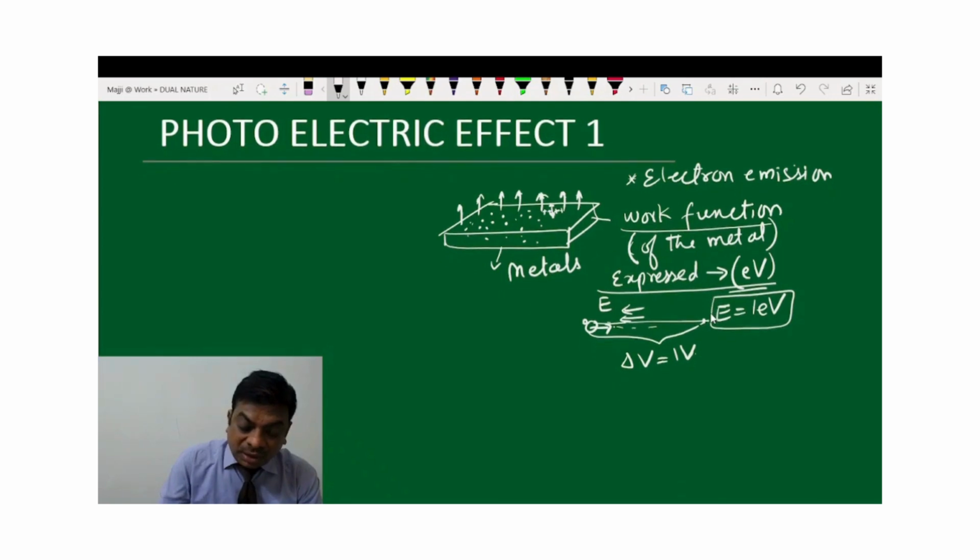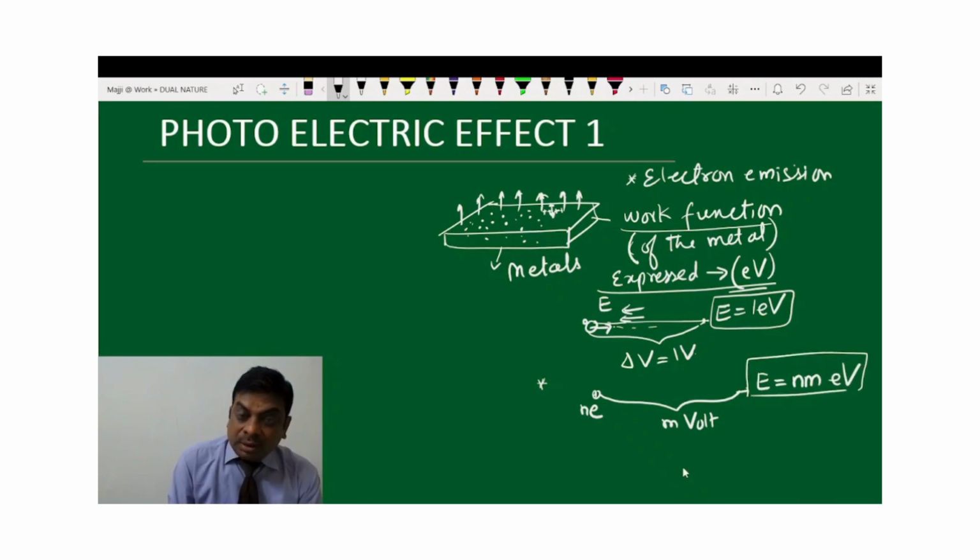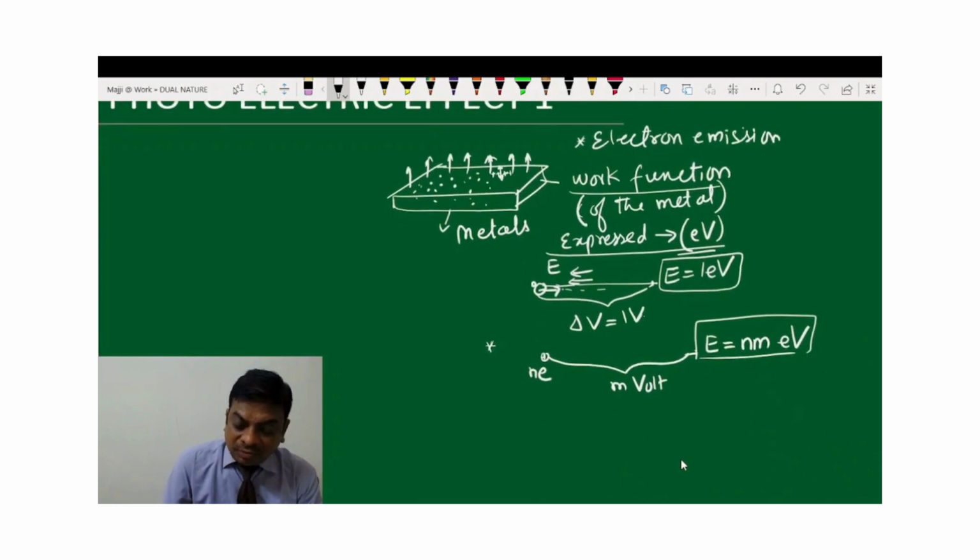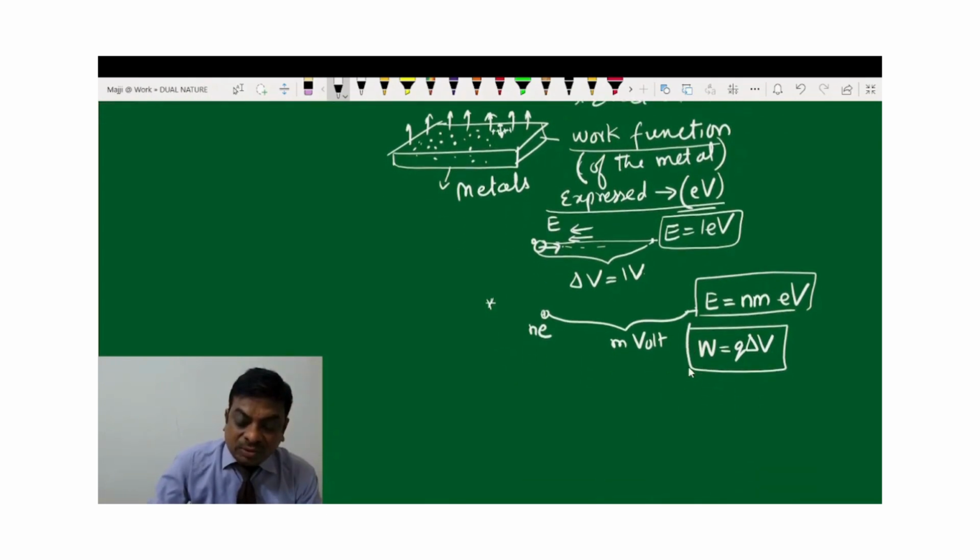Okay, students? One more thing here itself I would like to say, that if a charged particle has any charge, say n times e, and if it is accelerated through, let us say, m volt, then the energy acquired will be n m electron volt. Okay, n m electron volt. This formula has come directly from the formula which we have already studied, that the work done by electric field on a charge is charge multiplied by potential difference. This is the work done by an electric field when the charge is accelerated through a potential difference. Okay, students? So with that, we have come across this formula.